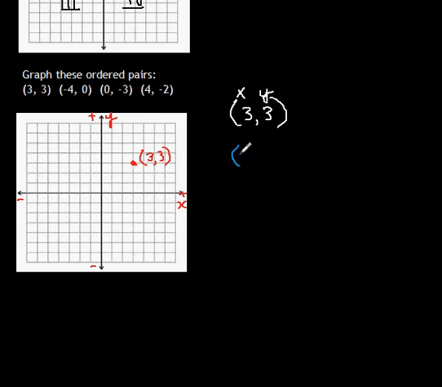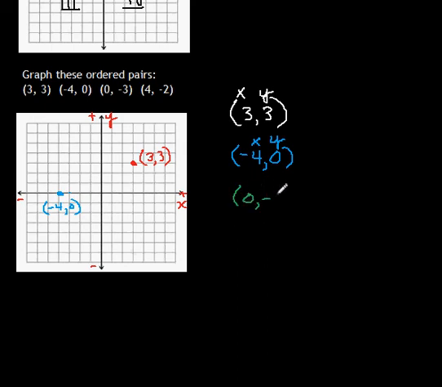Negative 4, 0. This is our x, the direction we go on the x-axis. This is the direction we go once we hit there on the y-axis. So we start at 0, and I probably didn't say that in the last one. You always start at the origin, 0, 0. The x we go negative 4, so we go 1, 2, 3, 4. And the y-coordinate's a 0, so we don't go up or down any, we just put our point there. And we have that point, it's negative 4, 0. We don't go up or down at all on the y-axis. Let's do the next one.